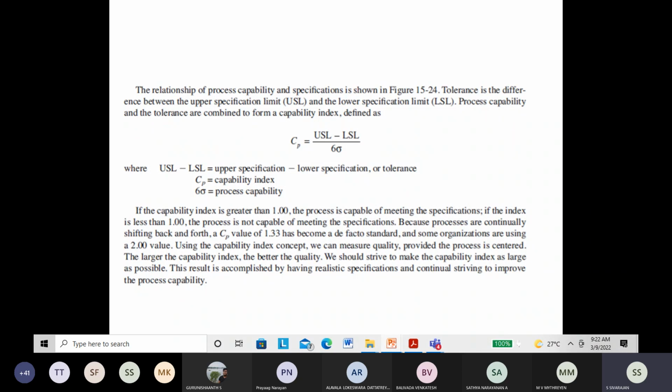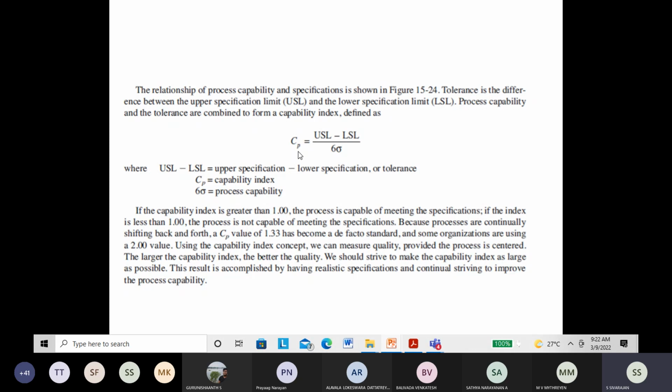So specifications are also very important. Sometimes one side will not meet the specification. The process will be in control, but it will not be meeting the specification. That type of problem is also there. So if the index is greater than 1, the process is capable of meeting this. If the index is less than 1, it is not. That is the basic rule for CP.